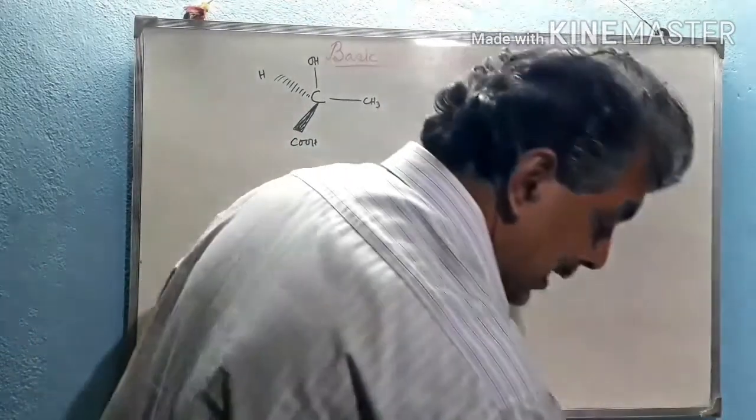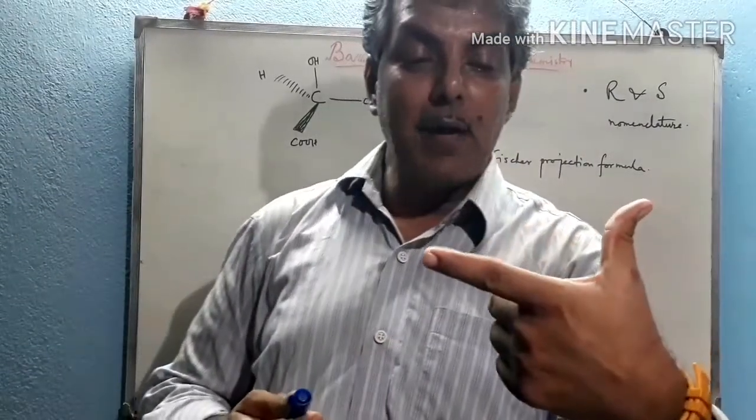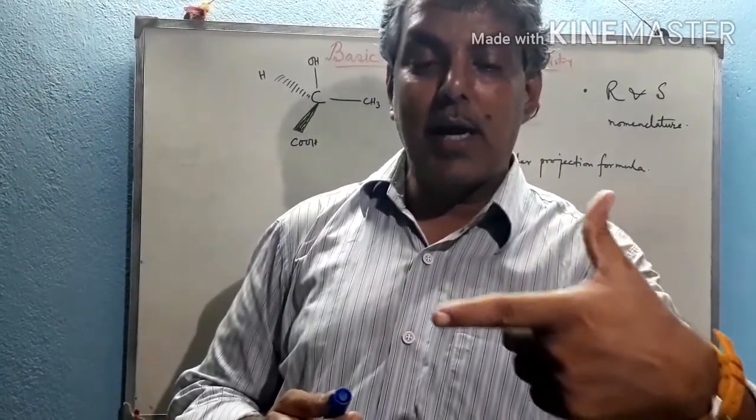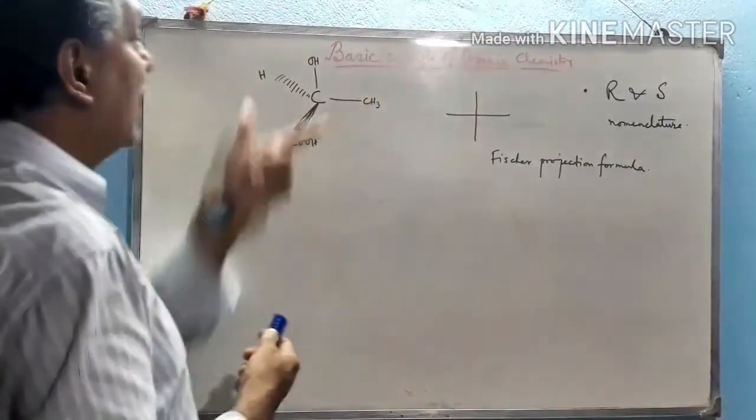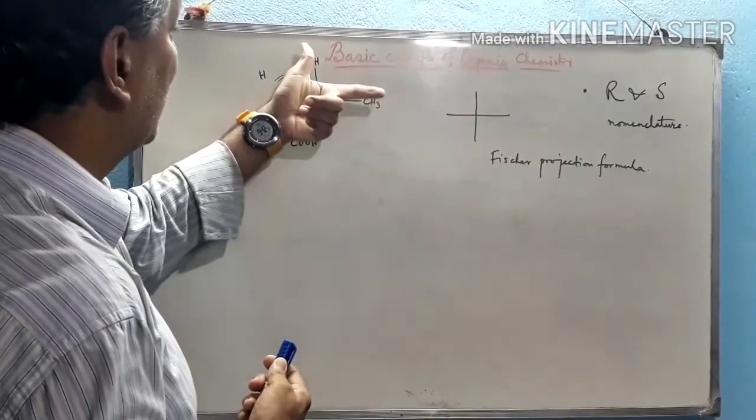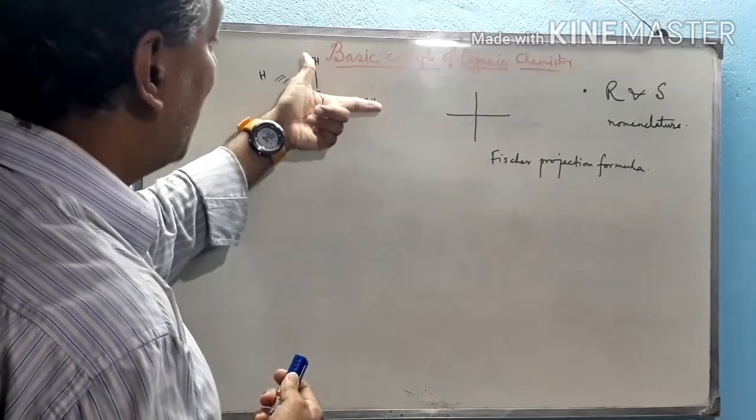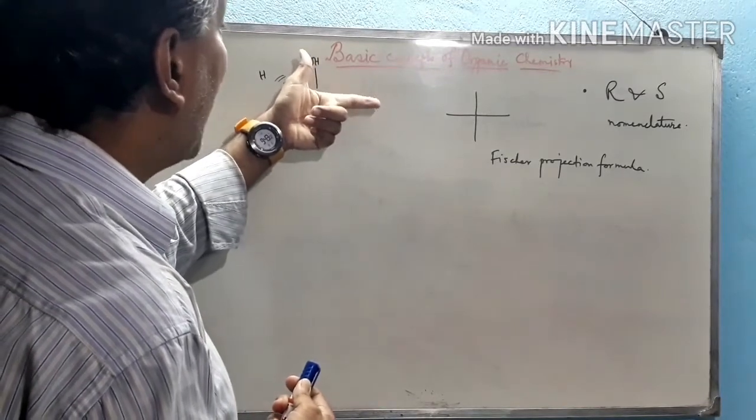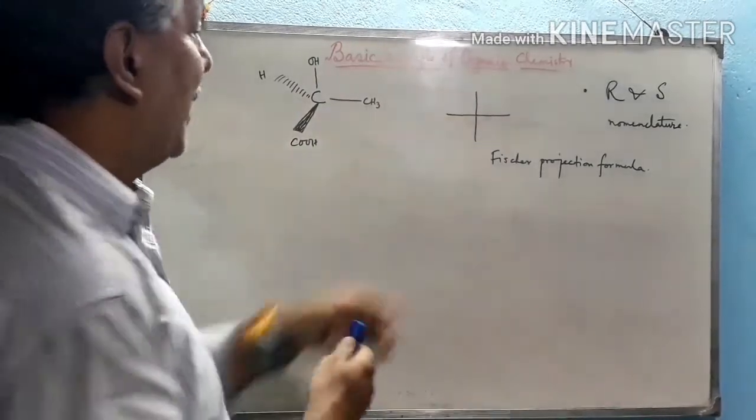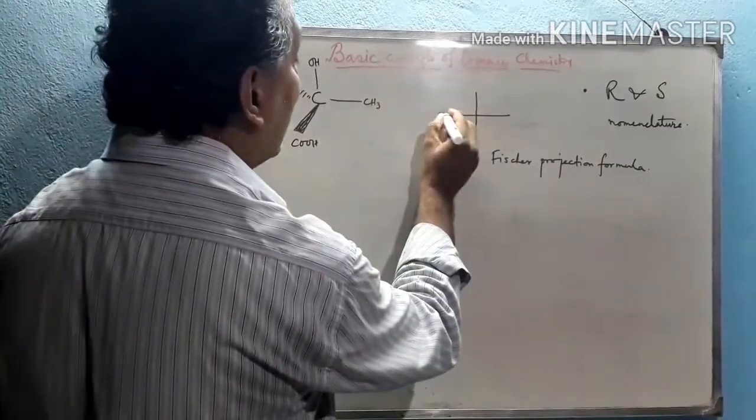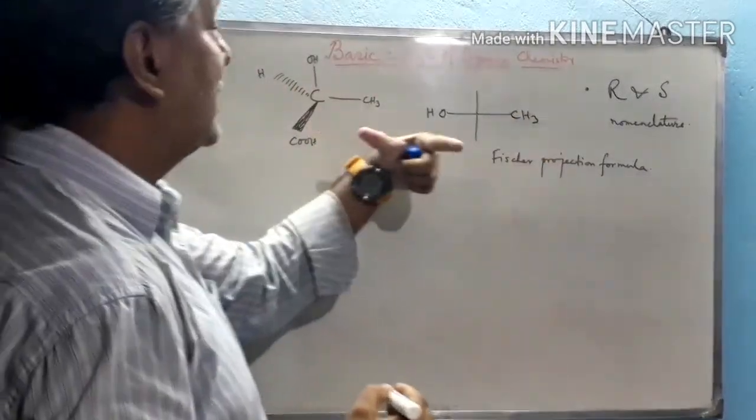Now if we draw this structure, my left thumb and left fingers are directed along the vertical line. OH and CH3, shown by my thumb and the directing fingers of the left hand, lie in the vertical plane. So here OH is here and CH3 is here.